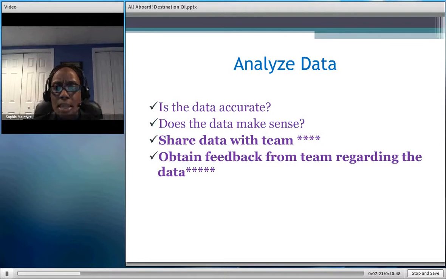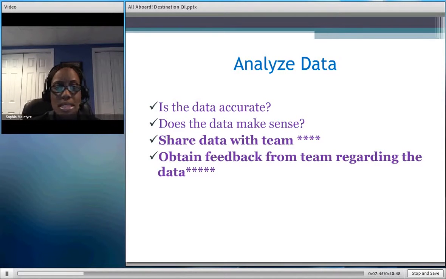Because that may mean going back to the original reporting system that you have and reworking it to make sure that the information is mapping appropriately if you're using electronic records, or if it's a manual process, if you're looking at the information correctly. And the really integral component is sharing your data with your team.